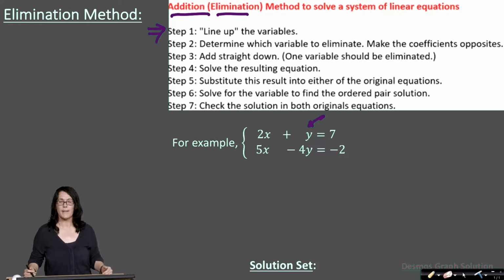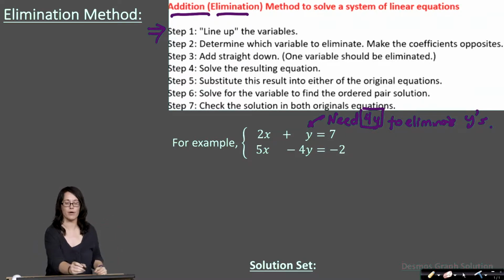So if I wanted to make a change so that when I add the y variables they would cancel, what would I need to have in equation 1? You would need a positive 4y, wouldn't you? If you had a positive 4y, that would eliminate the y variables, wouldn't it? So how could I make positive 1y turn into positive 4y legally? I would have to multiply every single term in that equation by what number? By 4. And so that's what we see in steps 2 and 3 eventually.